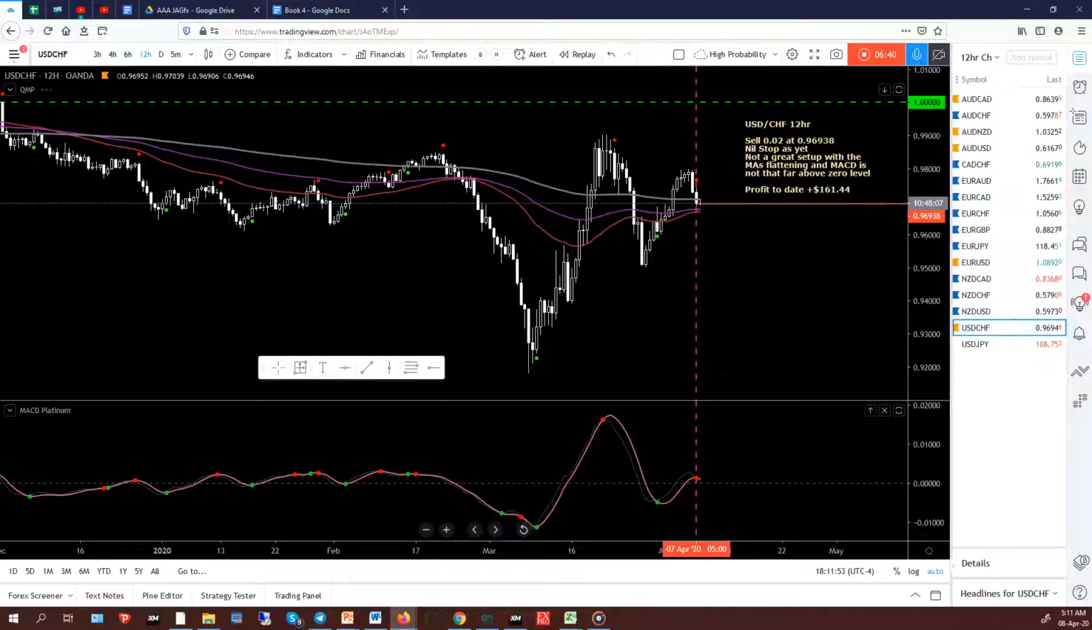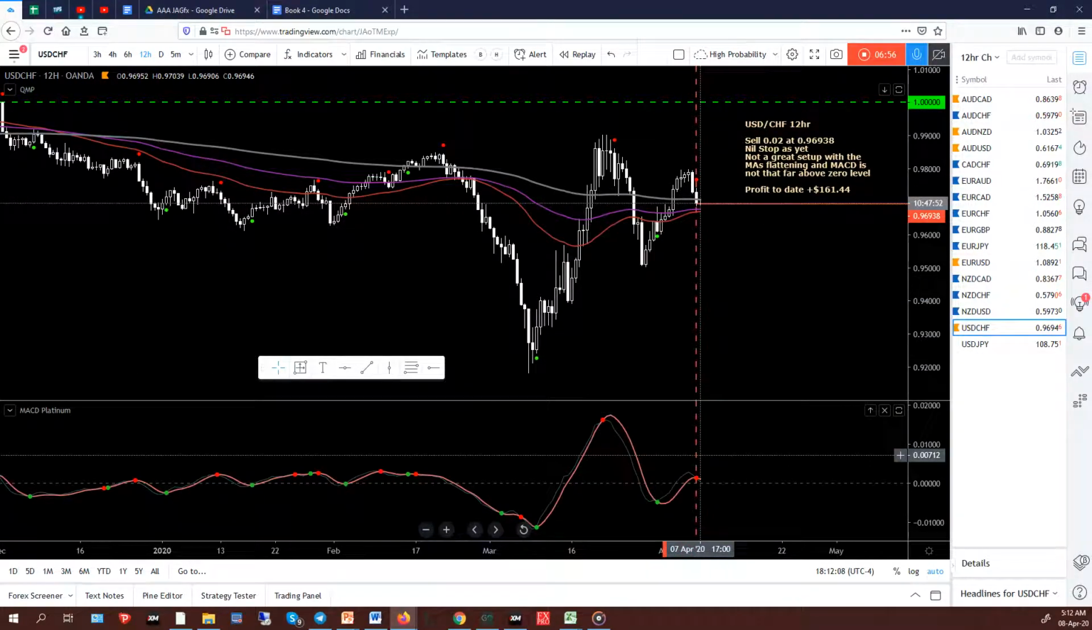USD Swiss franc. Let's have a look at this. I've just taken a sell this morning. This number up here, this green line is 1.0000. It's parity. Big number. MAs are all fairly flat and tightening up.